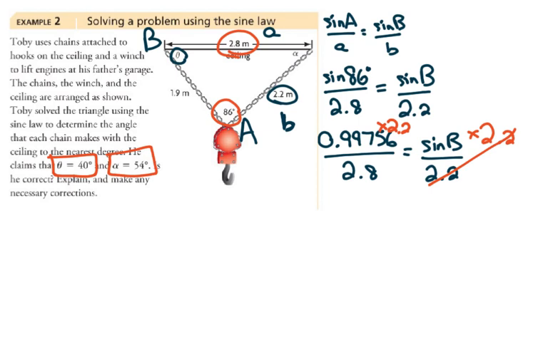I can take that straight to the calculator, one-stop shop it, 0.99756 times 2.2 divided by 2.8 is going to give me 0.78380, and that equals sine of B. That's not the actual angle yet. When we're finding an angle, we have one more step we have to do.